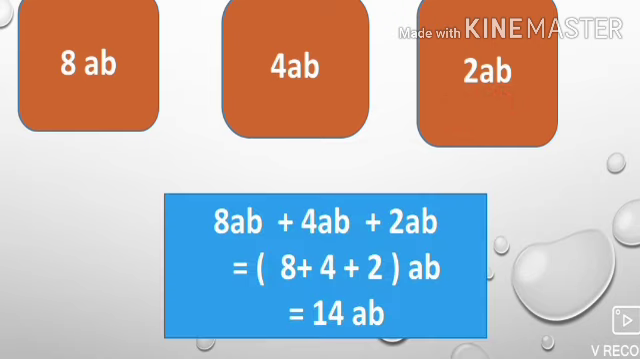Now, to add 8ab plus 4ab plus 2ab, we have to add the coefficients of these three algebraic terms. So, here the coefficient of the first term is 8, plus the coefficient of the second term is 4, and the coefficient of the third term is 2, and the variable is ab. So, when we add these three values, 8 plus 4 plus 2, we get 14ab.